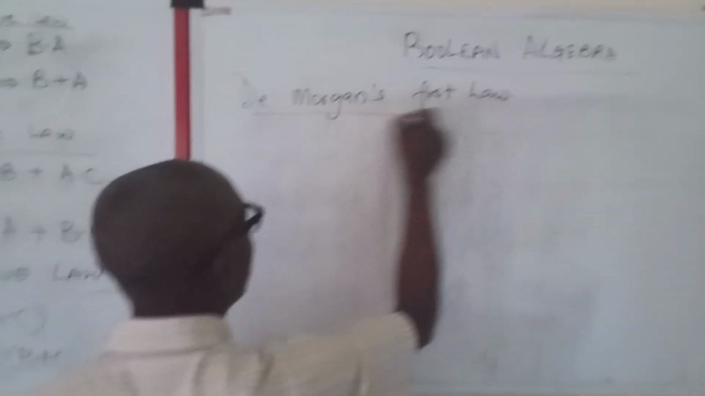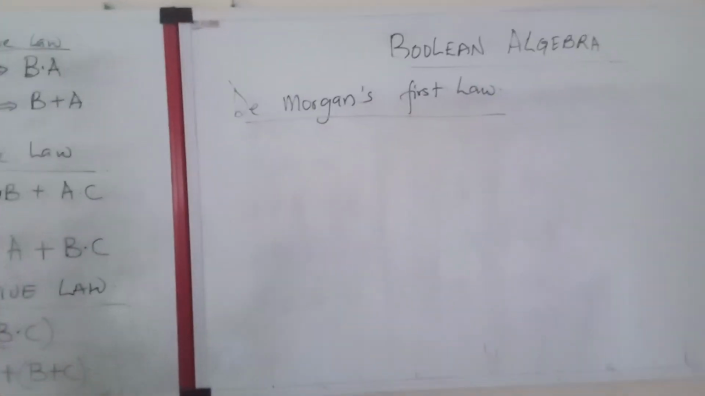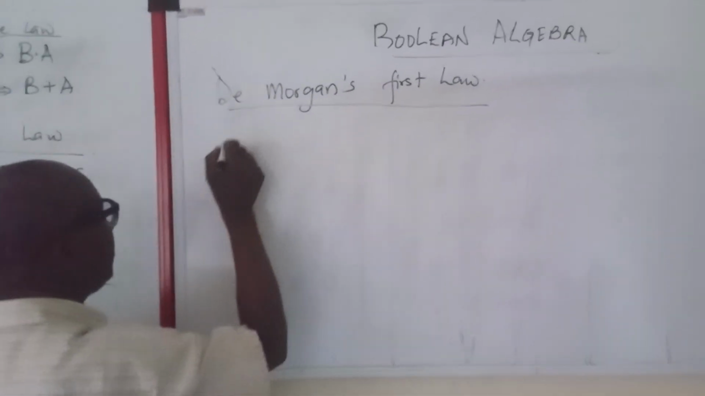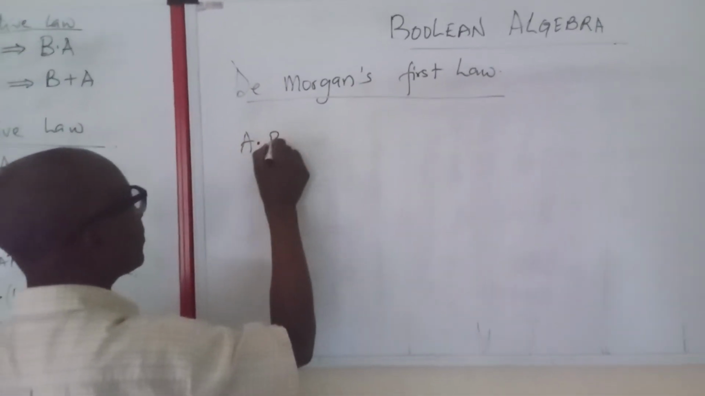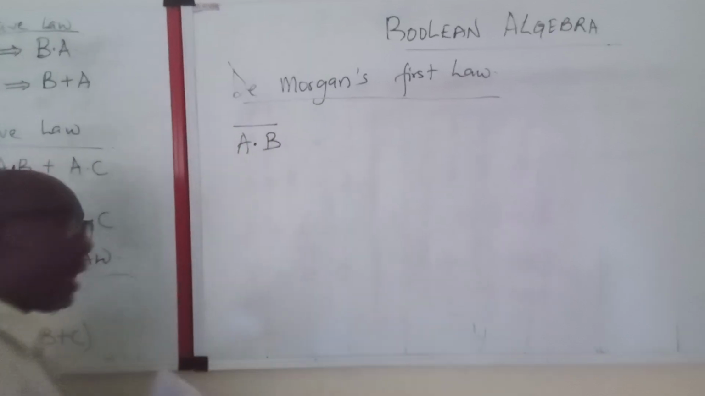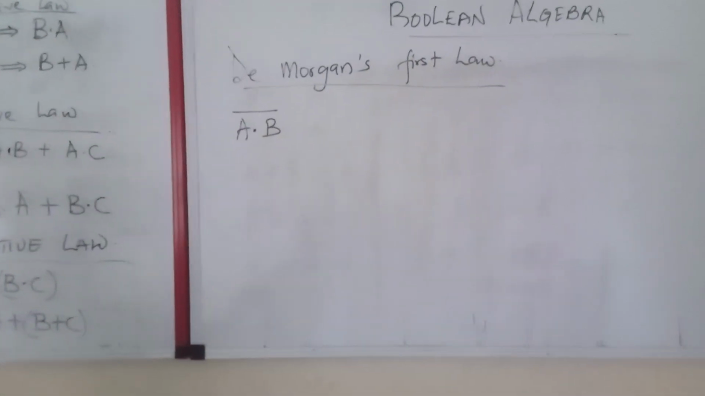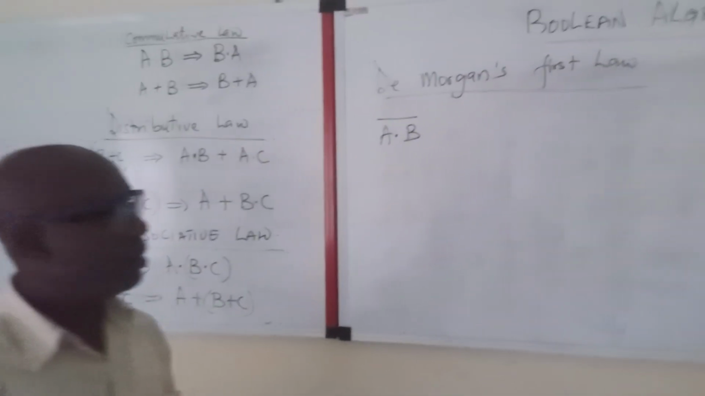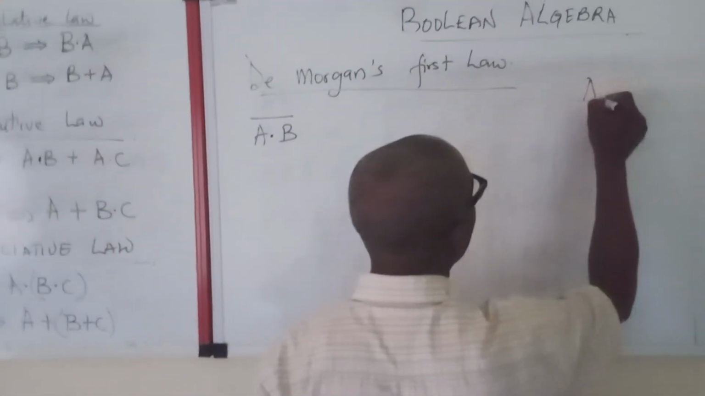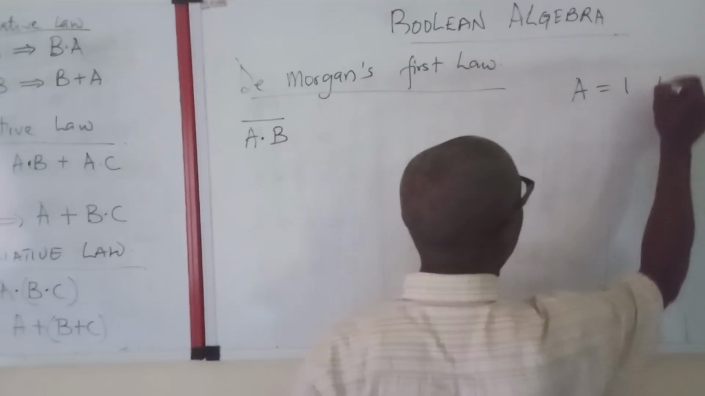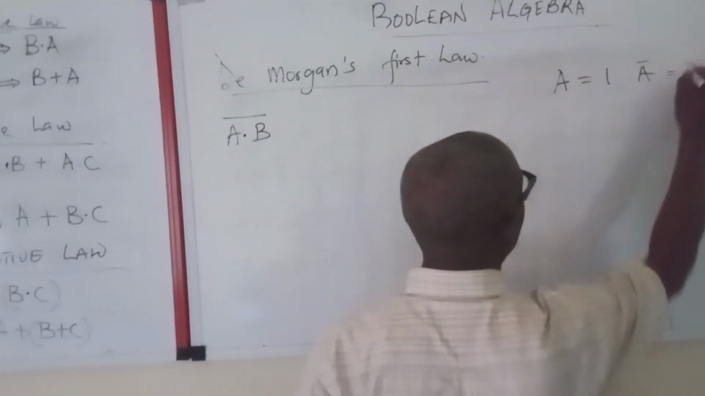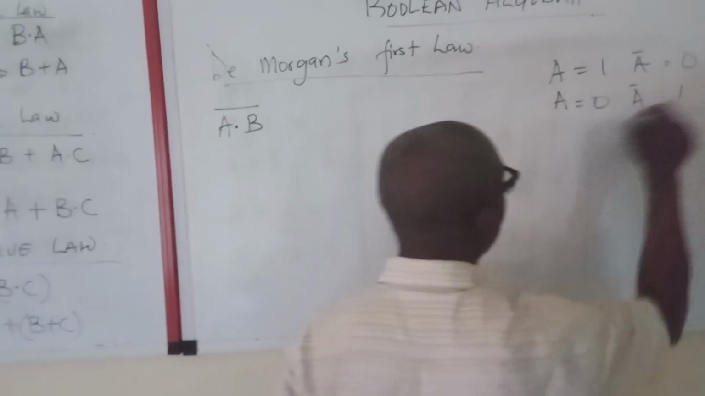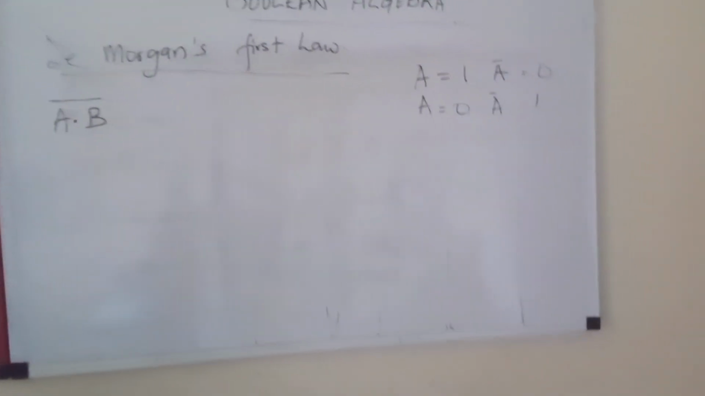So what does De Morgan's first law say? De Morgan's first law says that (A dot B) bar, in this case bar means a negation, the opposite of the operation. That's what we mean. So if we say A is 1, then A bar is 0. If A is 0, then A bar is 1. The negation of it. That's what it means.